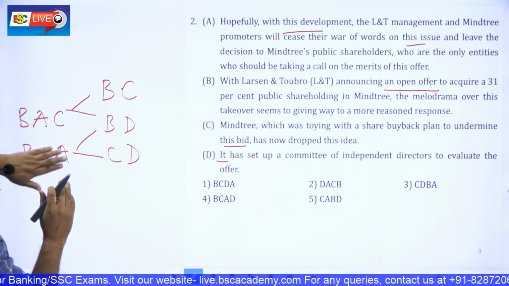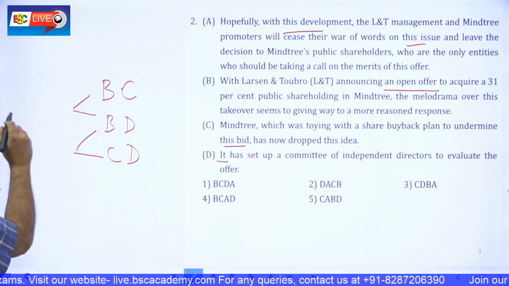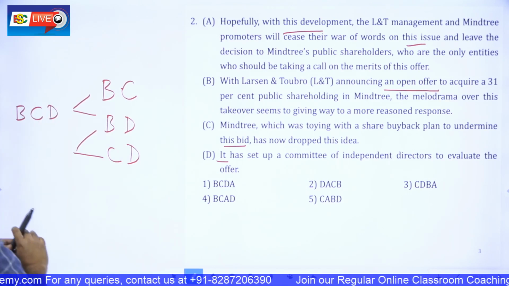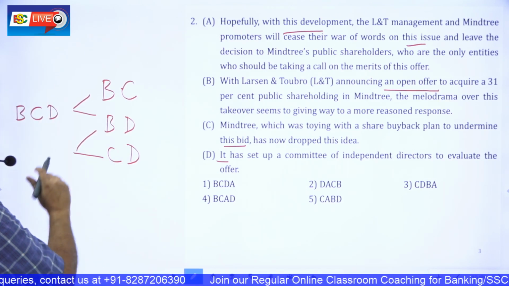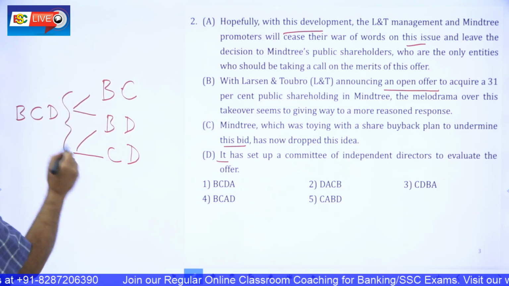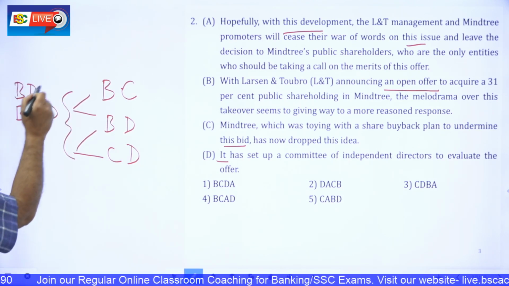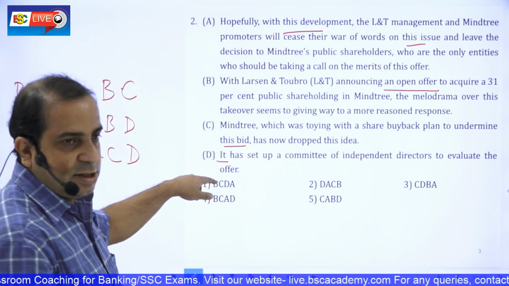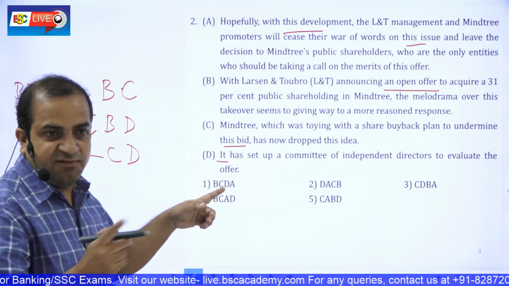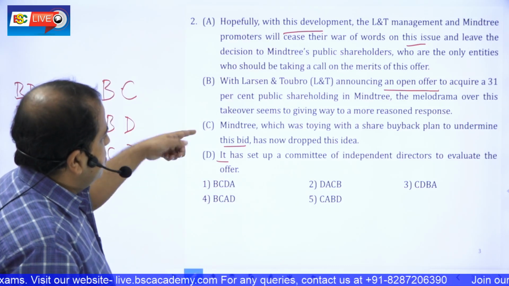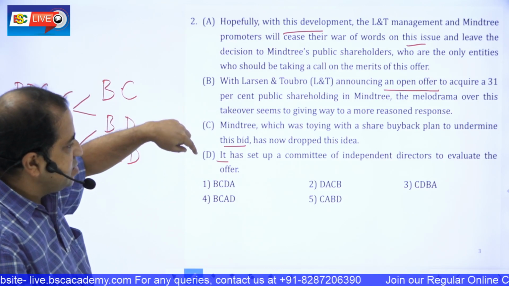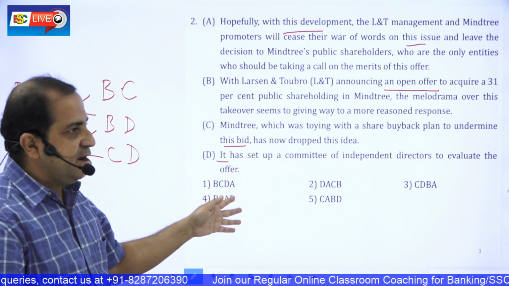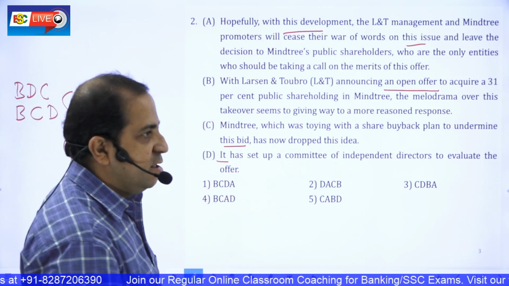So not this. This becomes what? It can be either BCD or BDC, अगर हम इन दोनों को लेके चलें तो BDC या BCD. ये दो संभावनाएं बनती हैं. तो इन दोनों में कौन पहले आएगा? तो जैसा मैं कह रहा था लॉजिकली, I'm sorry for the little goof up that I did. तो ये C के बाद D इसलिए आएगा आपका क्योंकि लॉजिकली it has now dropped this idea and now set up this committee.